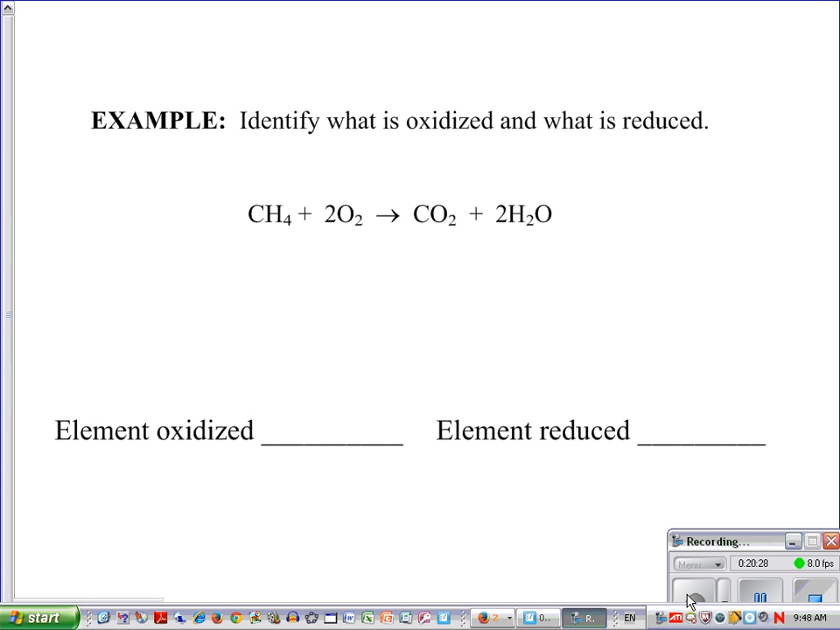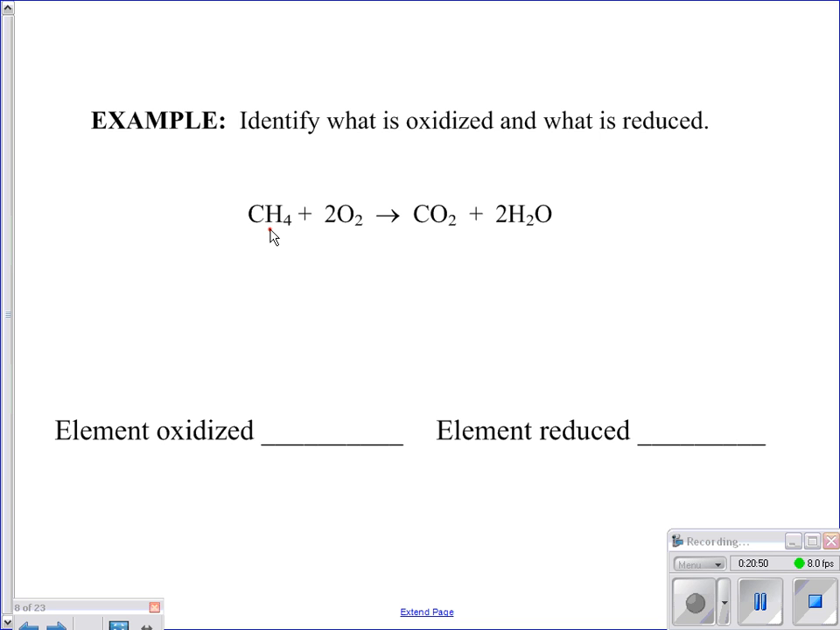Okay, so now let's look at this example where we have a reaction spelled out for us and we want to figure out what's being oxidized and what's being reduced. So I'm going to write my oxidation numbers on top of these elements. Remember, oxidation numbers are for individual elements, not the whole compound. And I'm not going to do my scratch work anymore. I'm just going to think about it, but I'm not going to write it down.